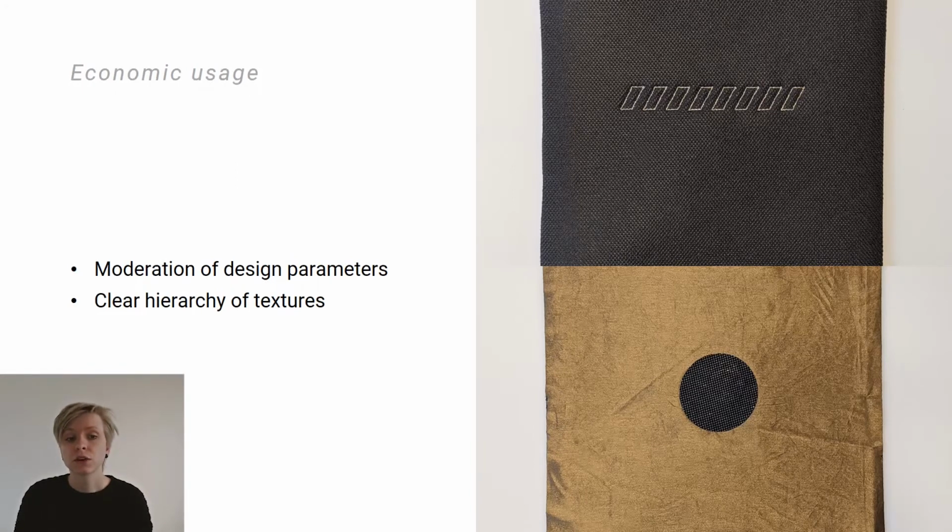Another general rule for interaction design hierarchy should be applied to textiles as well. So we need to choose our textiles in very clear contrast so that it's very clear which one is in the foreground and which one is in the back. We see an example of this in the picture below.